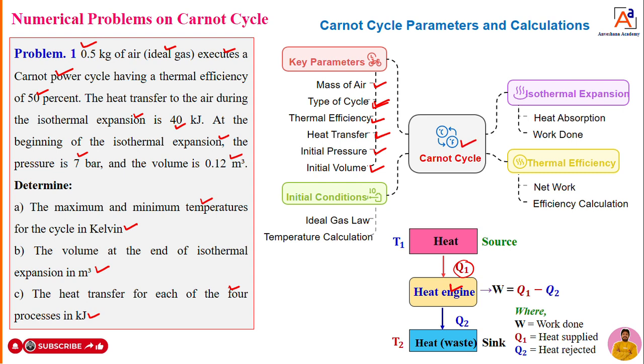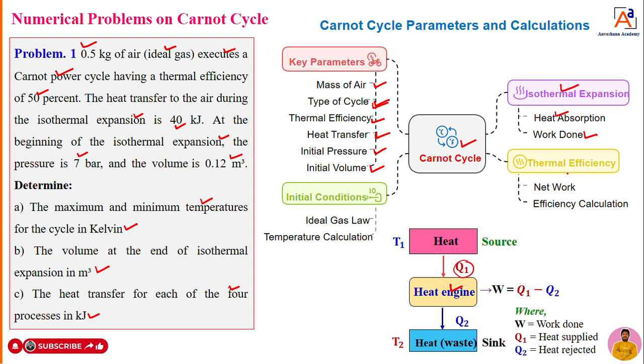Now when it comes to the Carnot cycle, as I told, there are four important processes, but here the isothermal expansion process plays a very important role. Now what you are doing here is supplying a certain amount of heat to the engine during the isothermal expansion process, which we call heat absorption or heat addition. Because of that heat addition, we get the work done.